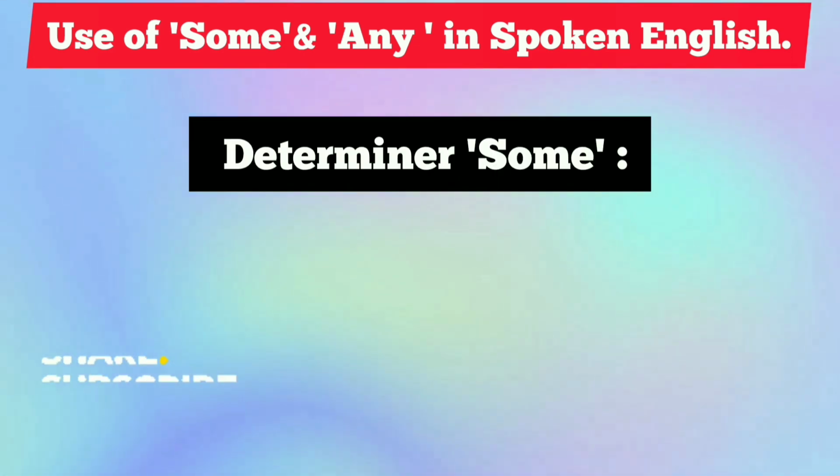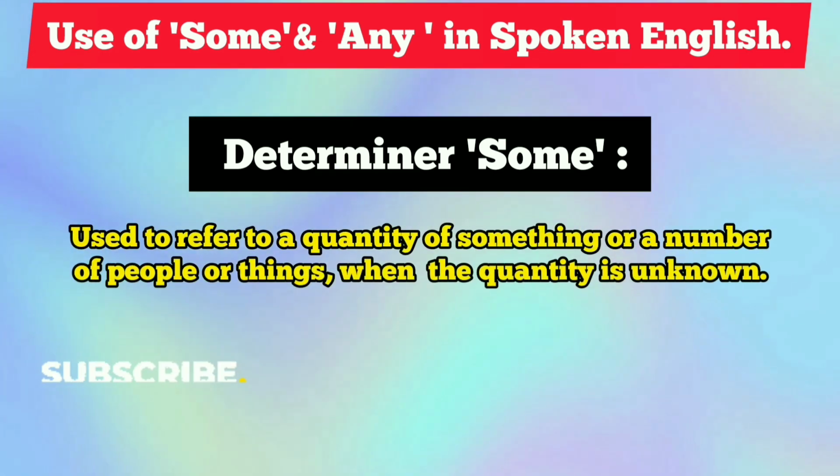At first I'm going to discuss some. As you see, some is used to refer to a quantity of something or a number of people or things. When the quantity is unknown, that time you use some. So when you want to refer to a quantity of something or a number of people or things, when the quantity is unknown or not known to you, you can refer to it by using some.